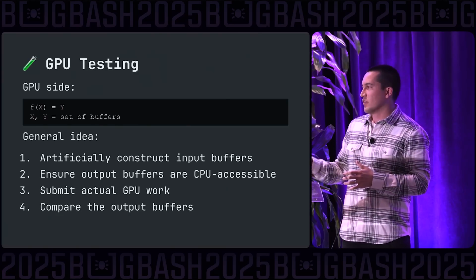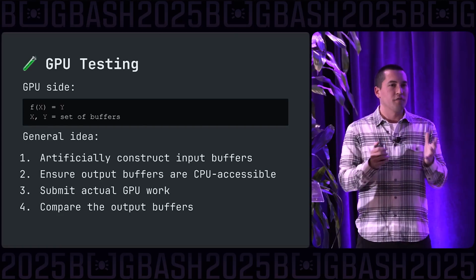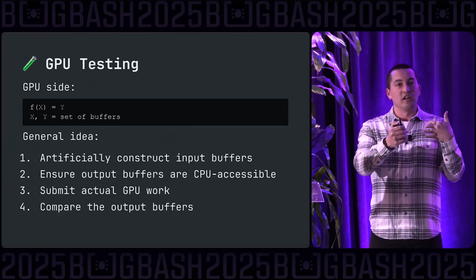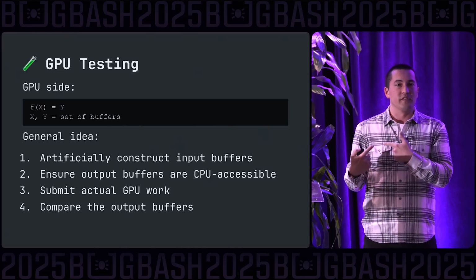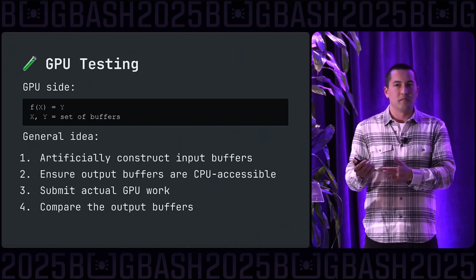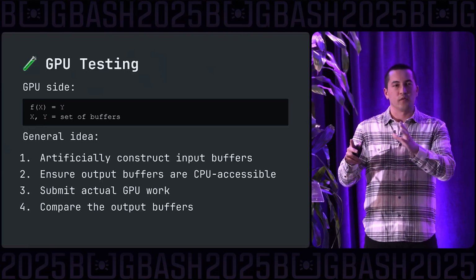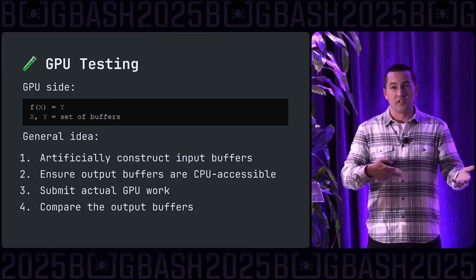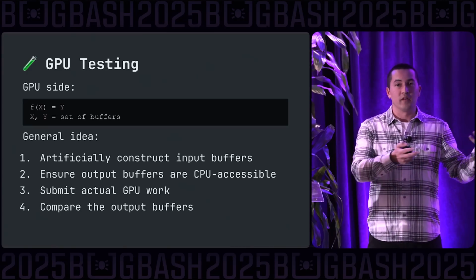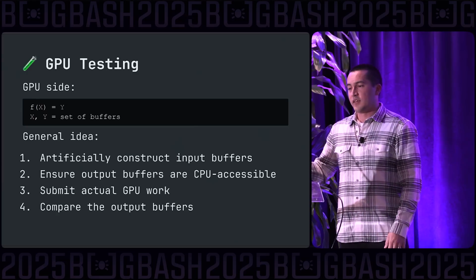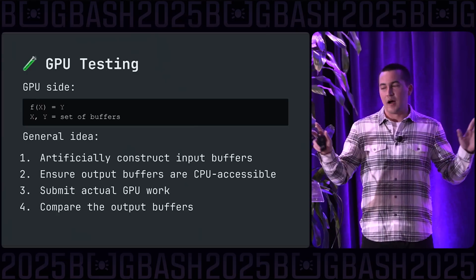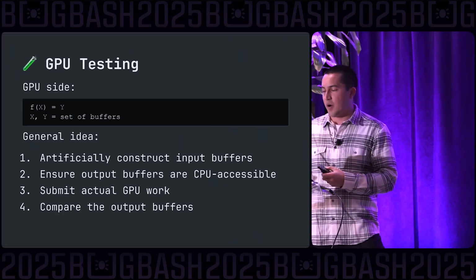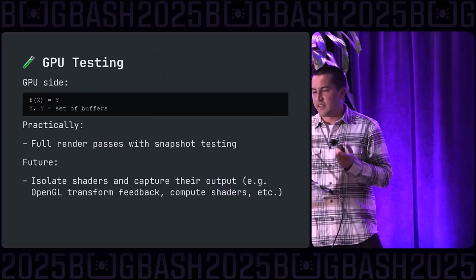So the general idea with the GPU side is I want to artificially construct some set of input buffers that my pipeline's going to expect. I'm going to ensure the output buffers are CPU readable. So instead of writing to a frame buffer that might never come back to the CPU, it's going to render this screen. Don't render the screen. Render to this other CPU readable memory I have. Then I submit actual GPU work. We run unit tests on the CPU on the CPU. We're going to run unit tests for the GPU on the GPU. Submit the actual GPU work, and then compare the output buffers. Just hand waving, you know, snapshot testing, actually parsing the data, whatever you want to do, but compare the output in some way. That's the general idea.